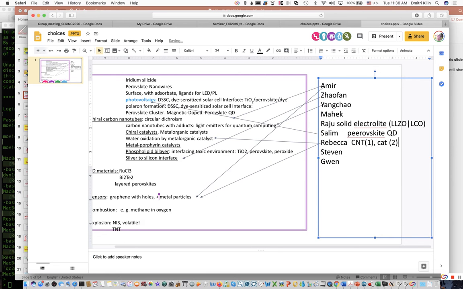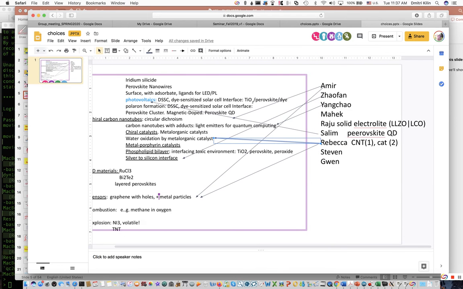Steven? I'm also interested in metal organic catalysts. Okay. And I suppose another choice would be the metal porphyrin catalyst. Okay, very good. Yeah, I think we do have a good starting point.